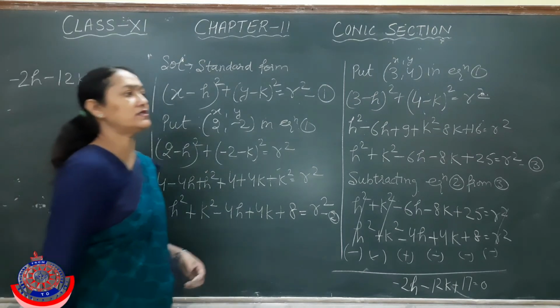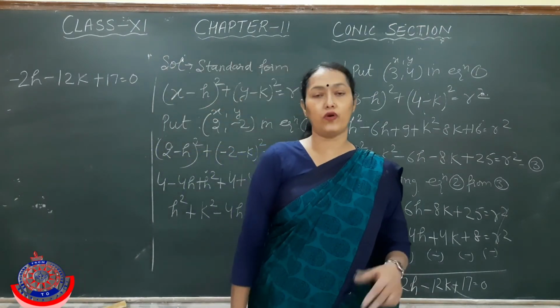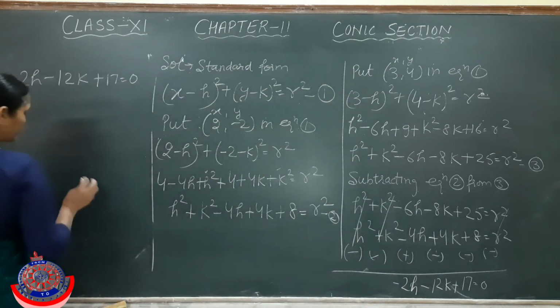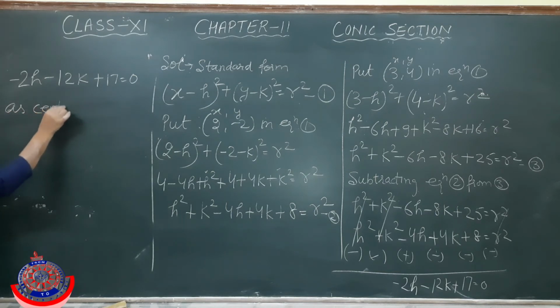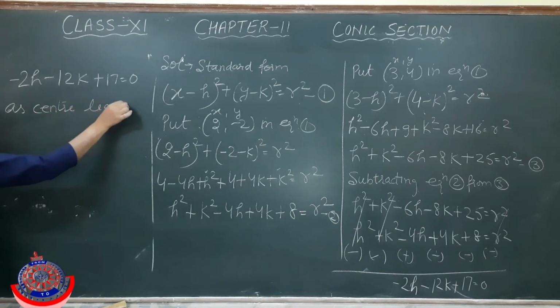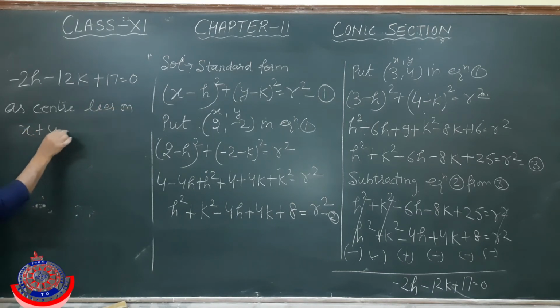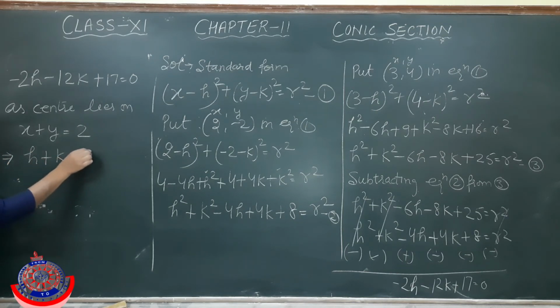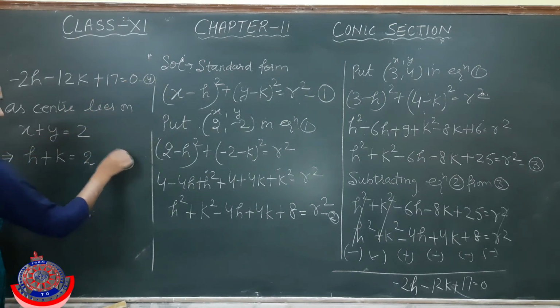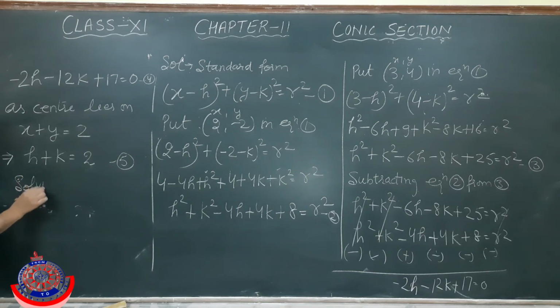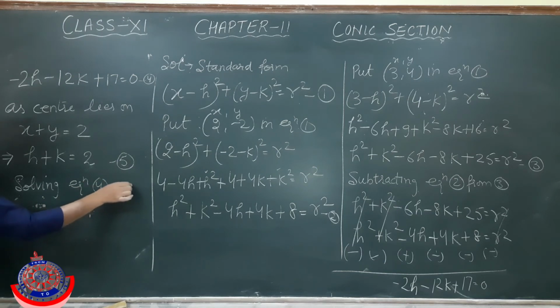Second, they have said that the center of the circle lies on the other equation, that is x plus y equals 2. As the center lies on x plus y is equal to 2, we can write it as h plus k is equal to 2. Now if we solve this fourth and fifth equation, solving equation 4 and 5, we will be getting the value of h and k.